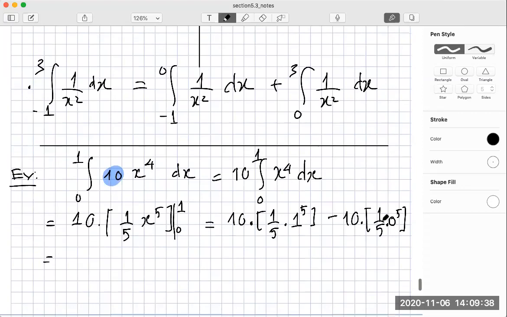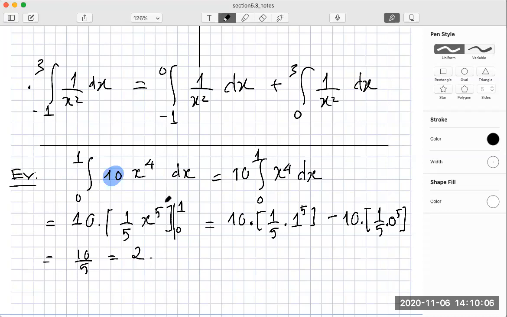So this guy, on the last term, 0 to the 5 will be 0. Multiply with anything, it will be 0. This guy is 1, it is 1/5. Multiplied by 10, it will be 10 divided by 5, or 2, right? That is one way to evaluate this guy.